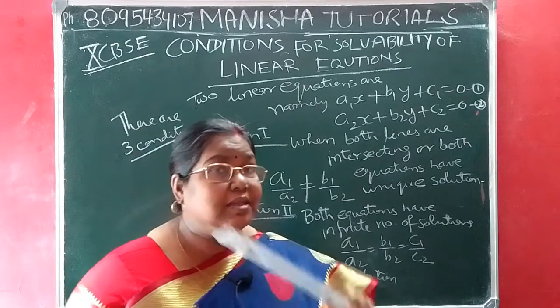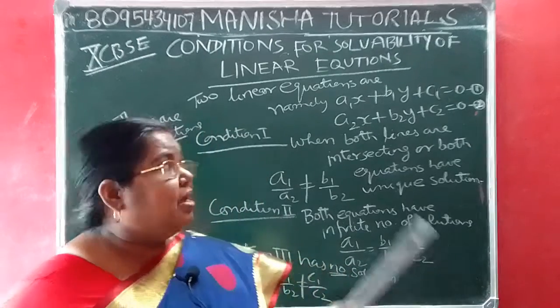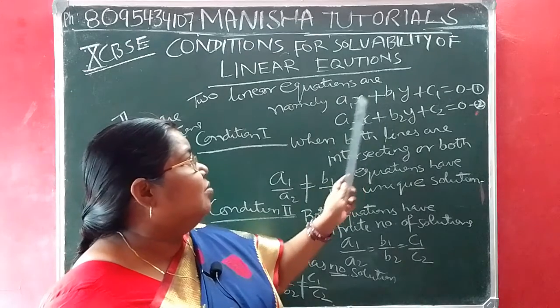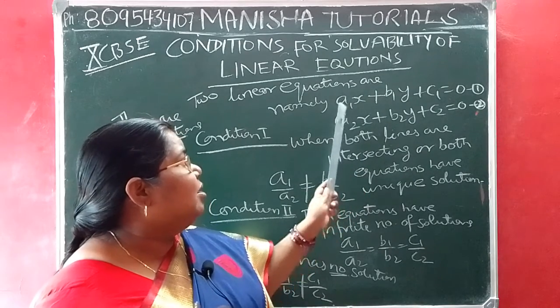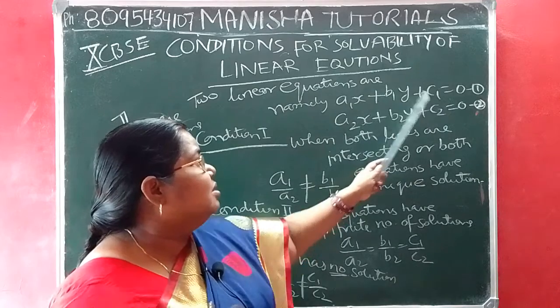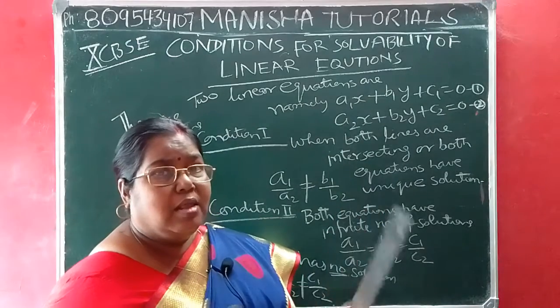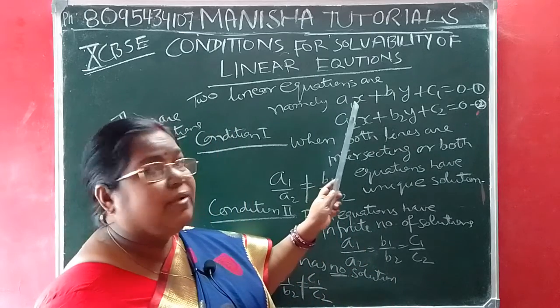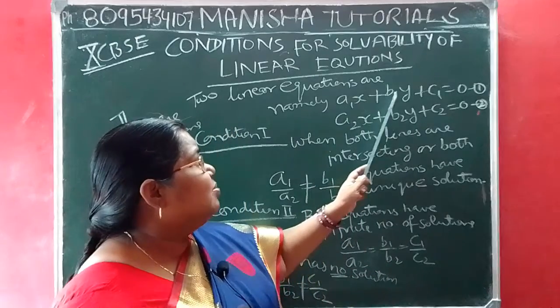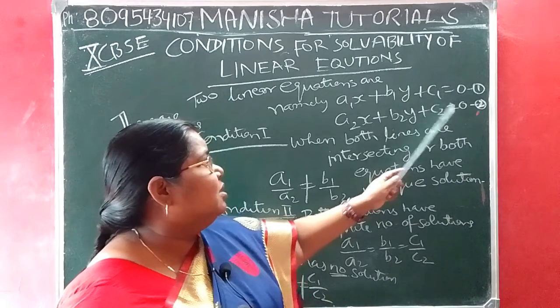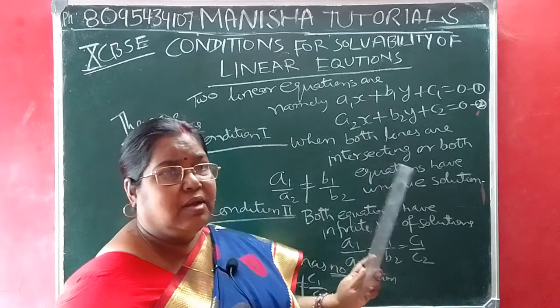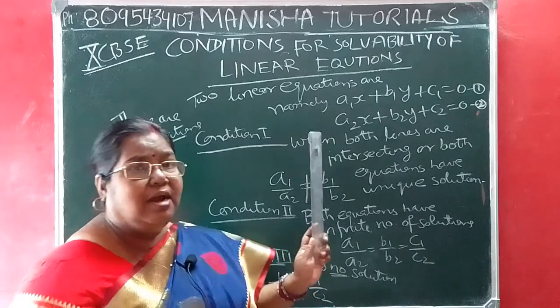Linear equations, as I told, will have two equations with variables x and y, and constants a1, b1, c1, a2, b2, c2. As you very well know, the general format of a linear equation is a1x plus b1y plus c1 equals 0 for the first equation, and a2x plus b2y plus c2 equals 0 for the second equation. Then there are three conditions.